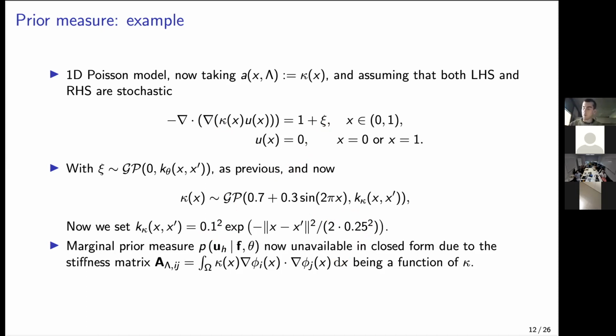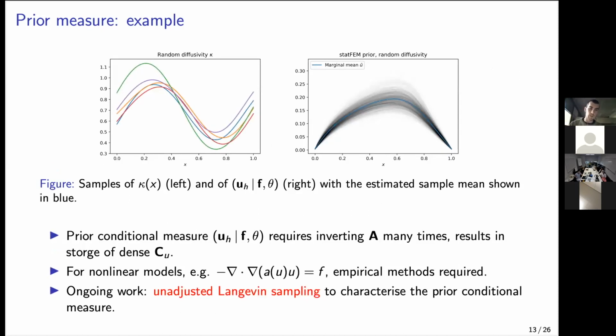But the big problem then is that the marginal prior, if we integrate over both xi and kappa, we can't get this in closed form. So we need to sample and do a Monte Carlo estimate to understand what this actually looks like. And when you do this, you end up with something like this. These are just 5 samples of kappa here, so you see this sinusoidal pattern. And then if we sample xi and kappa jointly and plug them into the PDE and solve it, these are the solutions that we get.